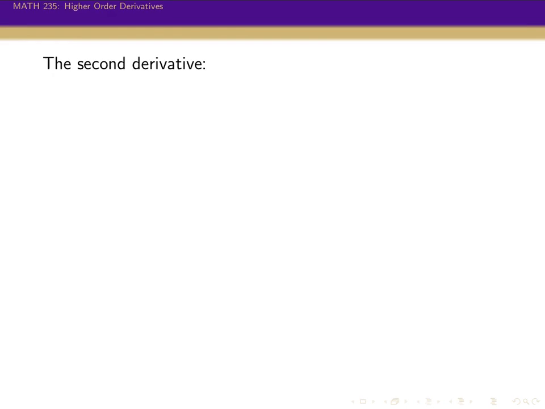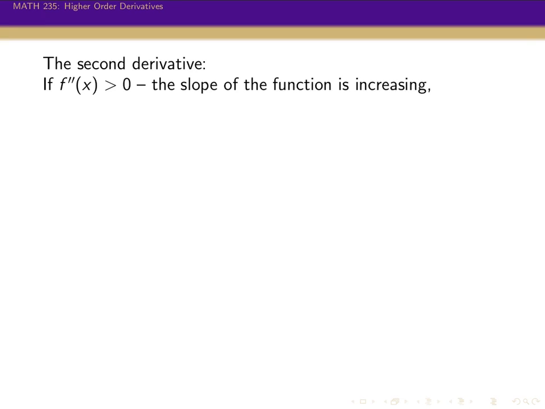Okay, so now let's move on and think about the second derivative. If the second derivative is positive, this means that whatever the value of the derivative is, the derivative is increasing. So the slope of the function is increasing, the slopes are getting bigger, and so the function is curving upwards. If the slope is going higher, that means that the function is curving upwards.